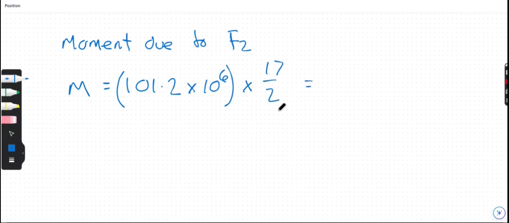This is the moment due to F2. It's going to be smaller than F1 because F1 was a bigger force. So put that in, press the ENG button, and you should get something like 860.2 times 10 to the 6 Newton meters. Force times distance. I pressed the engineering button there, so you should get 8602 and loads of noughts.